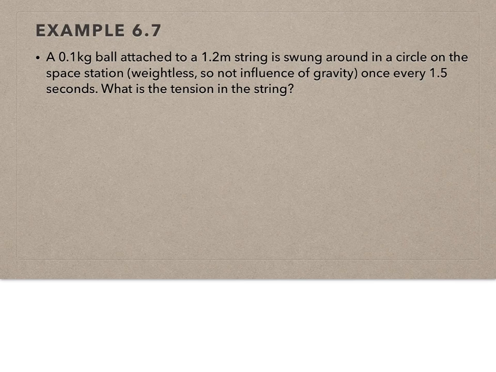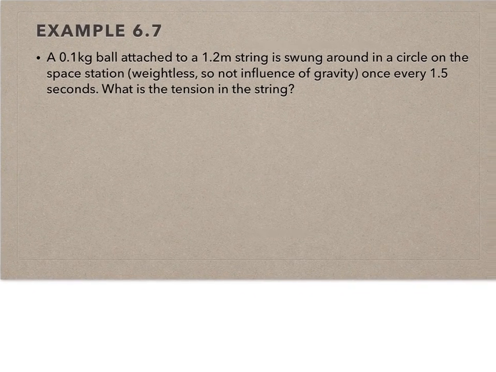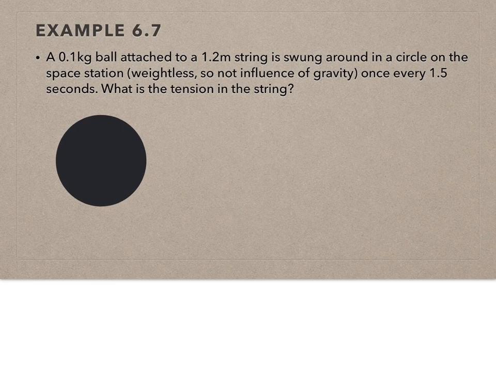Okay, so let's do a free body. Let's just do a picture here. I'll make a little circle here, and I've got a ball that's traveling on the outside and moving around, like so. It is attached to a 1.2 meter string, so that means this is 1.2 meters. And it goes around one complete cycle every 1.5 seconds. So we call that a period, 1.5 seconds. What is the tension in the string?